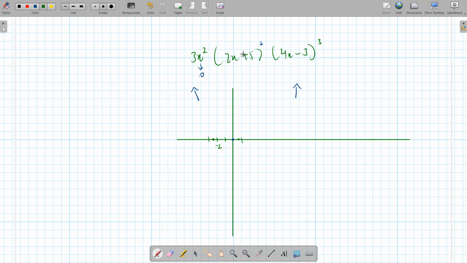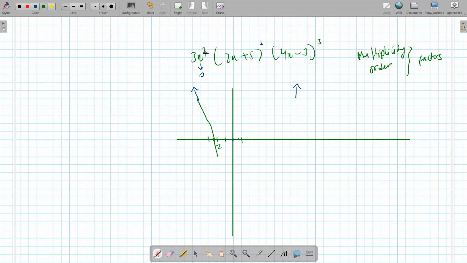What matters is something called the multiplicity, okay? Multiplicity, another word is order. So what matters is the multiplicity or the order of factors. You see this one at negative 2.5? The multiplicity is 1, so it's going to cross through it. But then notice the x squared has a multiplicity of 2.